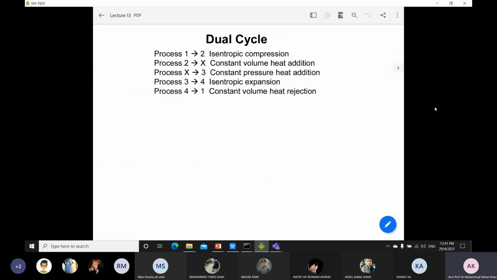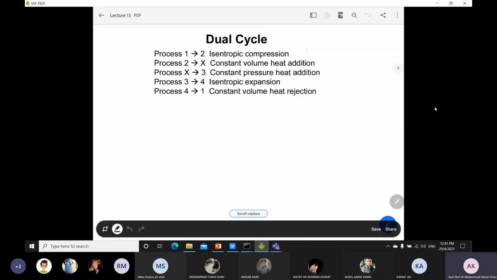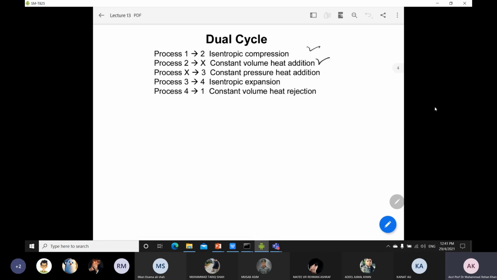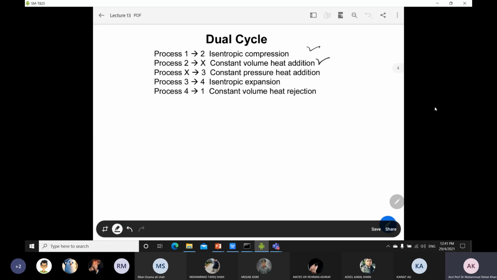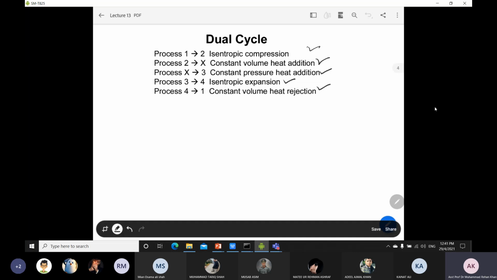Okay, so coming towards the processes involved in the dual cycle. The first process is the isentropic or adiabatic compression process, which is similar to the diesel cycle and Otto cycle as well. Then there will be a constant volume heat addition process, which is related to the Otto cycle, and then a constant pressure heat addition process, which we see in the diesel cycle, and then isentropic expansion, and then constant volume heat rejection, which is similar to the Otto and diesel cycles. Okay, so we will try to draw the PV diagram and TS diagram so that you get a better understanding of what's happening in the dual cycle.